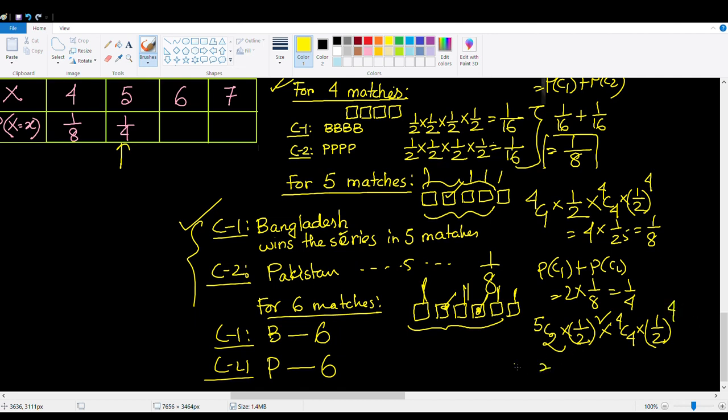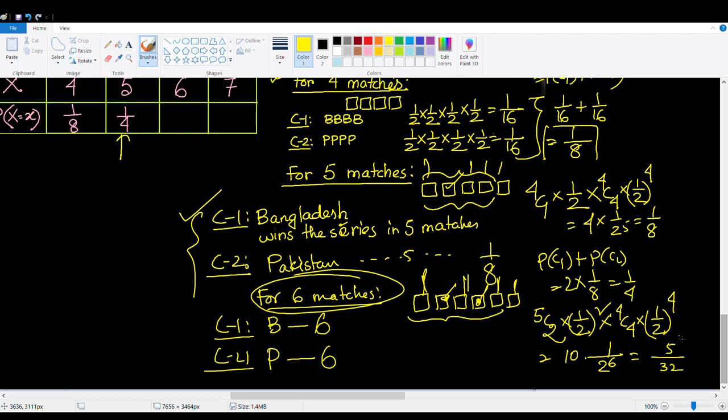This is the probability of case 1 for 6 matches. So 5C2 equals 10, and it's half to the power 6, so 1 by 2 to the power 6. Therefore, 5 by 32. So 5 by 32 is the probability for Bangladesh to win the series in 6 matches. Similarly, for Pakistan, the probability will also be 5 by 32.